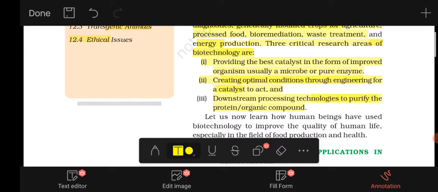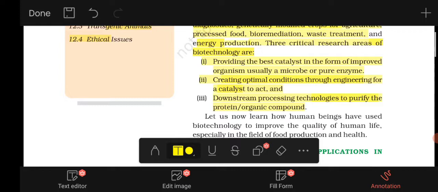In the previous chapter we have already done the downstream processing, and before that the extraction of protein and organic compounds was done using the bioreactors. So now in this chapter we'll do the remaining things like different types of organisms which are genetically modified, their use, and what are its benefits or advantages for humans.